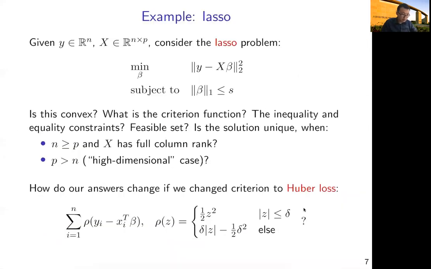Okay, so let's take an example: the original Lasso formulation. Notice that this is the constrained version of Lasso, from the original Rob Tibshirani 1996 paper. So can anyone tell me whether this is a convex optimization problem and why? If you want to answer, just unmute yourself.